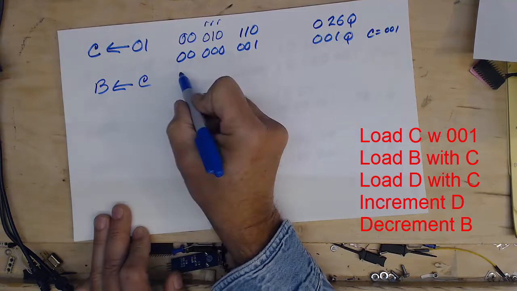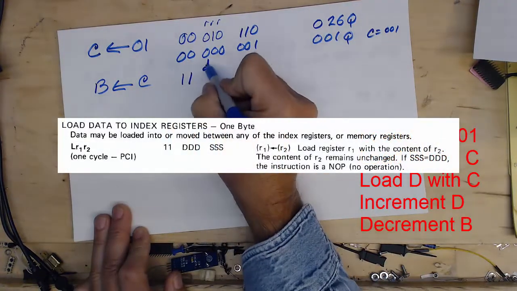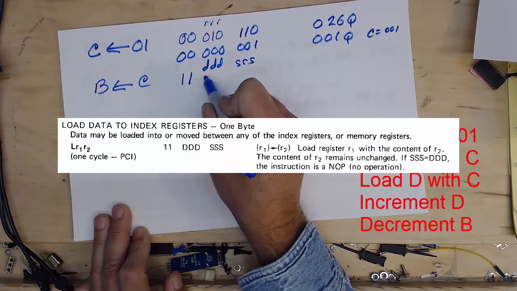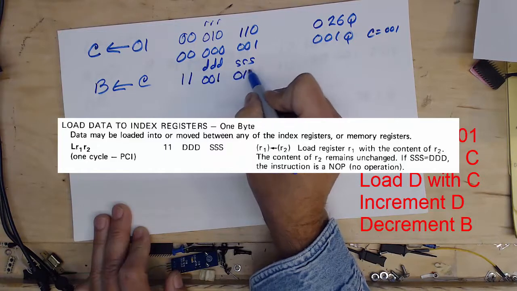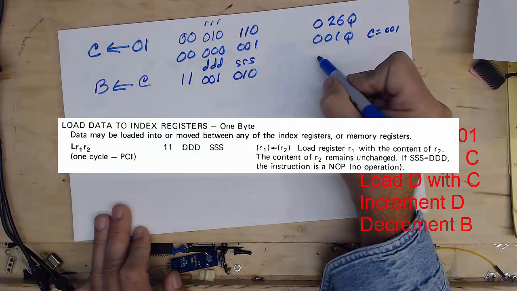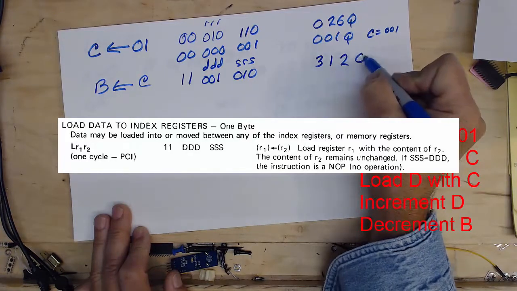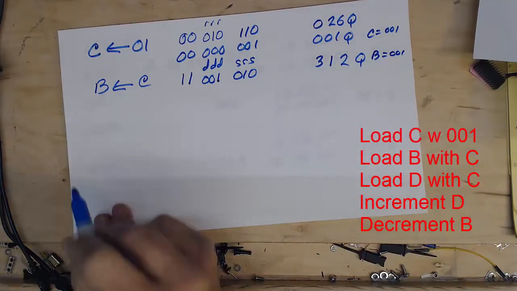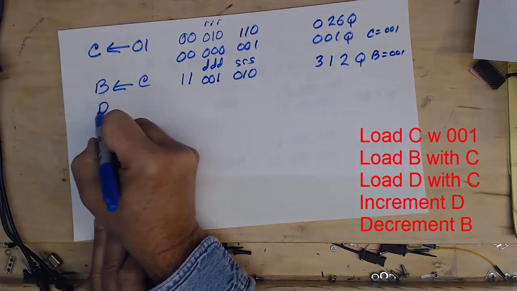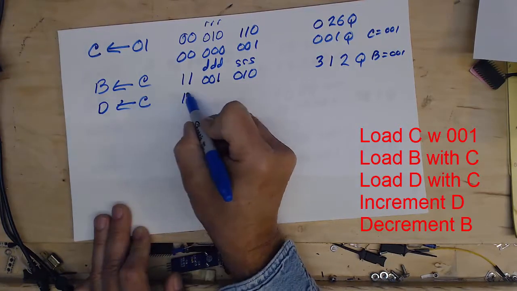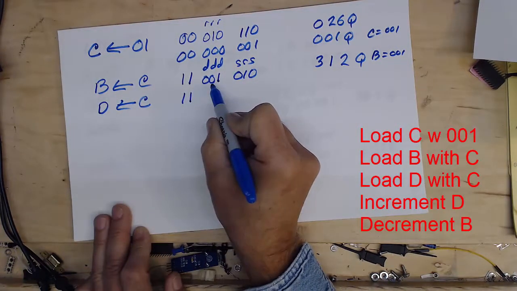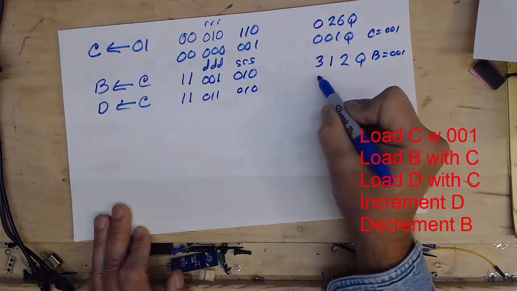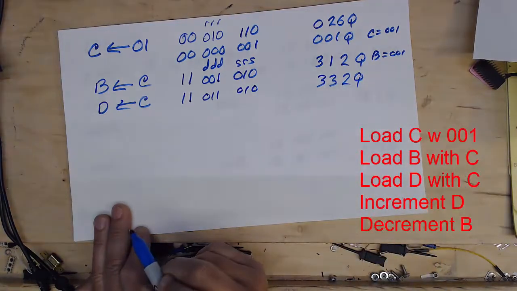We know that that's a 1, 1 instruction, and then it's destination, destination, destination, source, source, source. So the destination is B, which is a 0, 0, 1. The source is C, which is 0, 1, 0. And so that gives us a 3, 1, 2. So now B is going to equal 0, 0, 1 also. Then we wanted to put into register D that same value. So that's going to be a 1, 1. The destination is D, which is 0, 1, 1, and the same source, 0, 1, 0. Okay, so 3, 3, 2 octal.